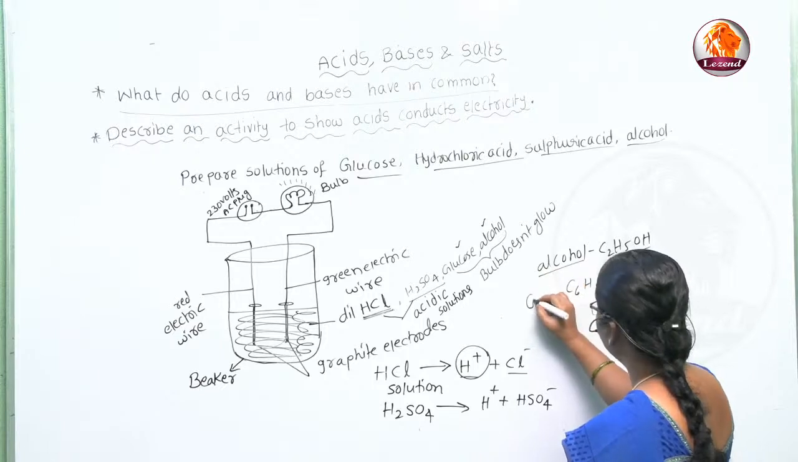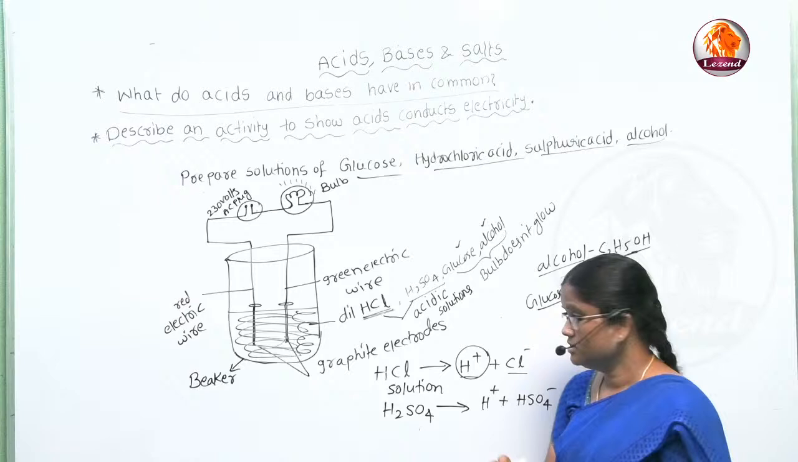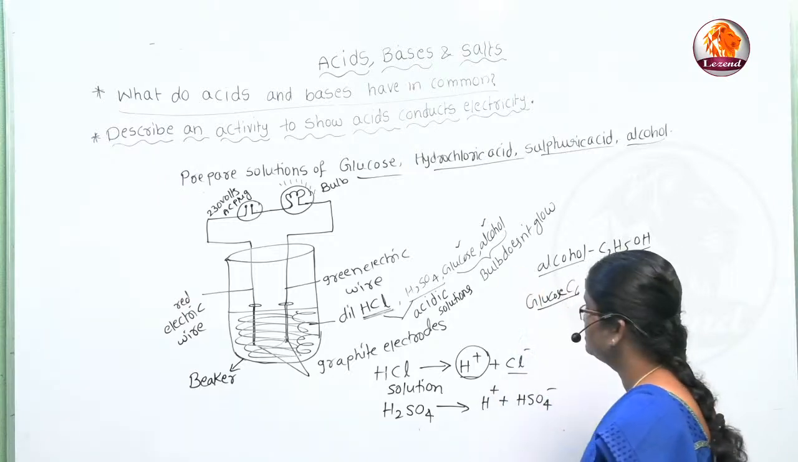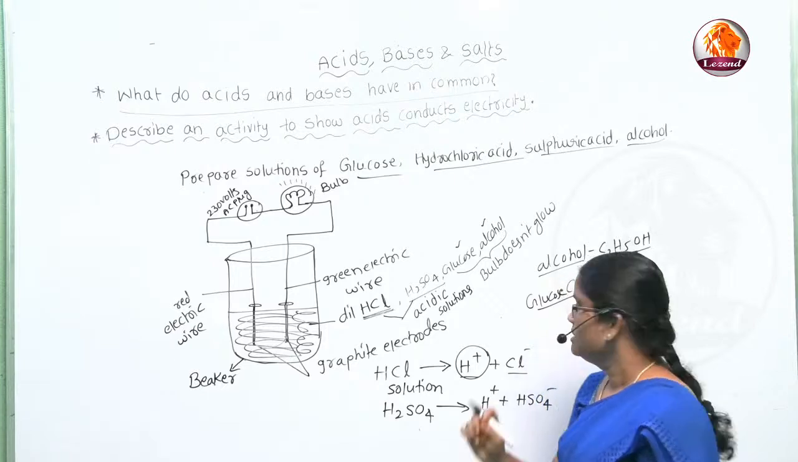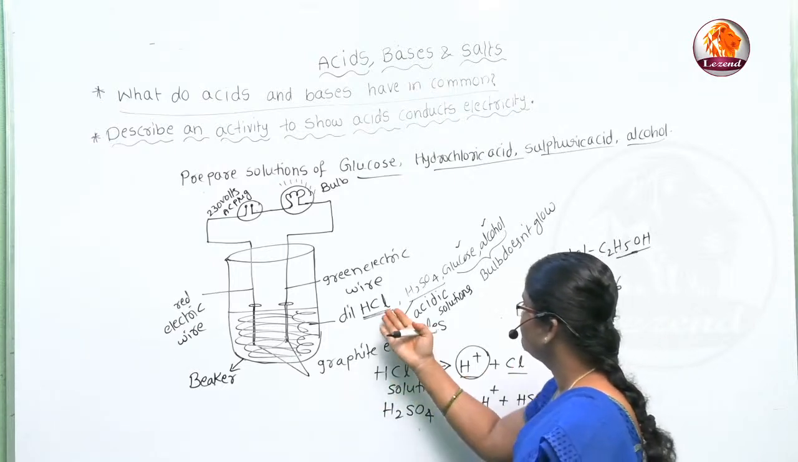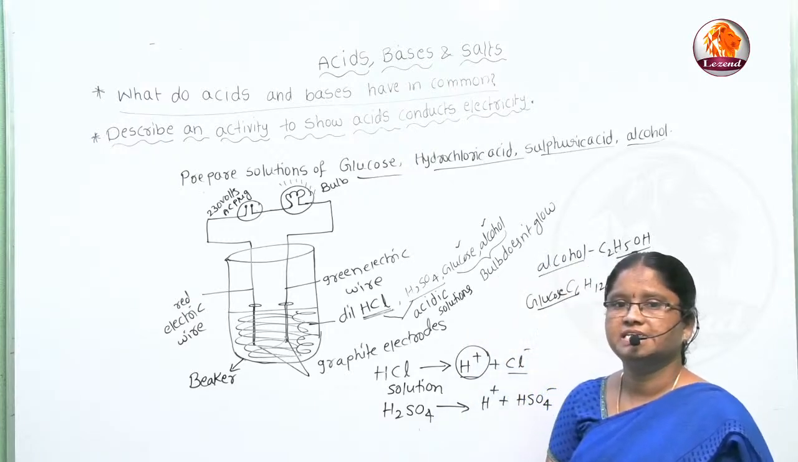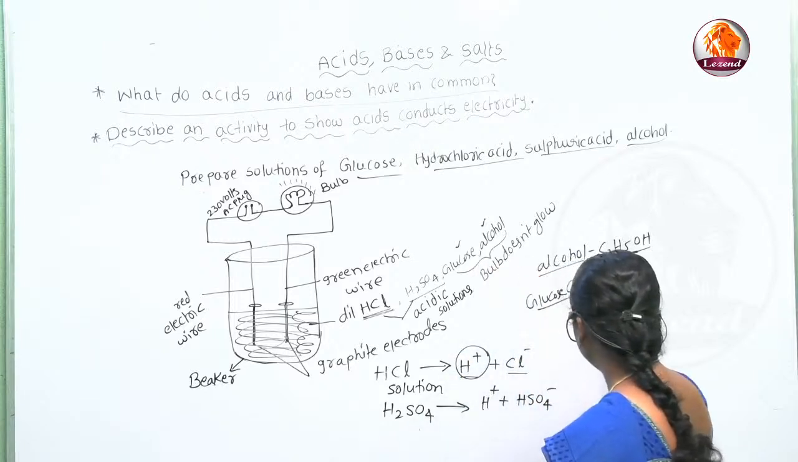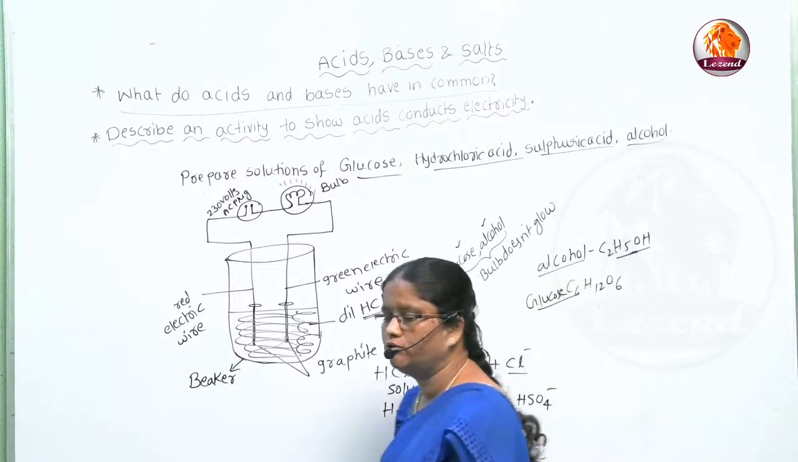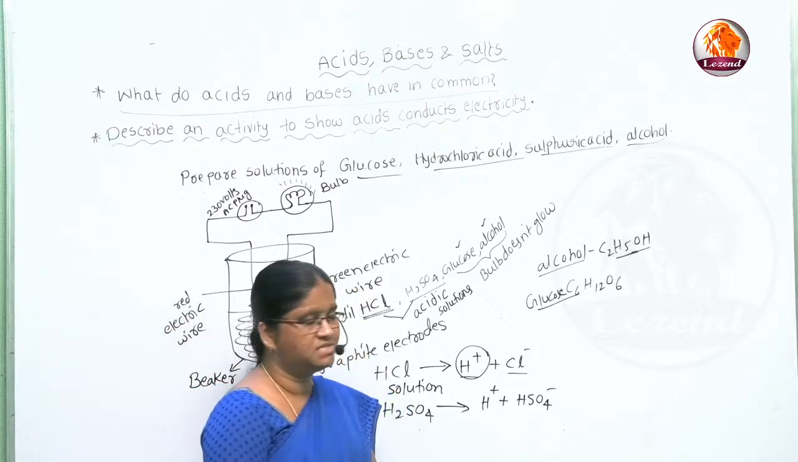Glucose and alcohol also have the hydrogen element in them, even though we do not observe the glowing of the bulb in these two solutions. We only observed the glowing of the bulb in hydrochloric acid and sulfuric acid, the acidic solutions, because even though glucose and alcohol have hydrogen, there is no movement of hydrogen ions when electric current passes through them.